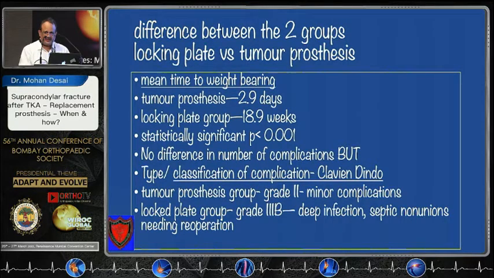The complication rates in both groups were equal, but you have to read between the lines, and this is a classification of complications by Clavien and Dindo. So there are grades of classification, which are minor complications and severe complications. The tumor prosthesis had just grade 2, that is minor complications, whereas the locking plate group had grade 3B, that means deep infections, septic non-unions needing reoperation, and many times with dual plates and a lot of dissection, they had stiffness of the knee.